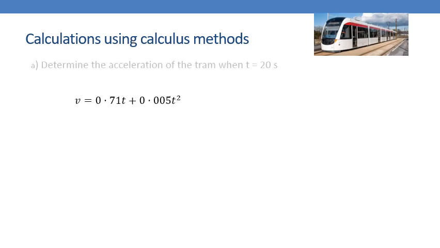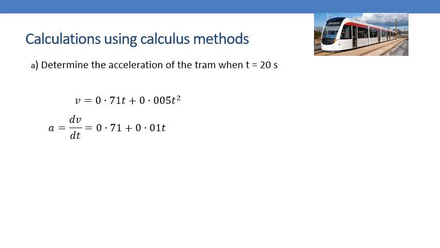Okay, so we want to work out the acceleration. So we should be saying the acceleration is the rate of change of velocity, dv by dt. So if I differentiate my function, I will end up with a function for acceleration. And then if I want my acceleration after 20 seconds, I can substitute in 20 and work out my acceleration.